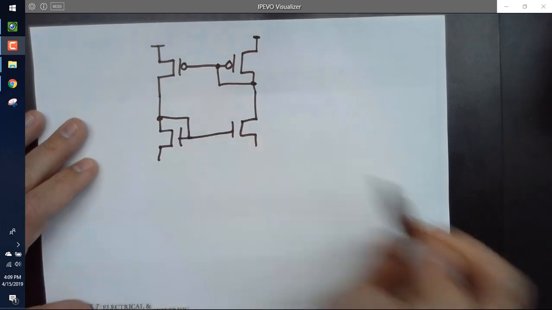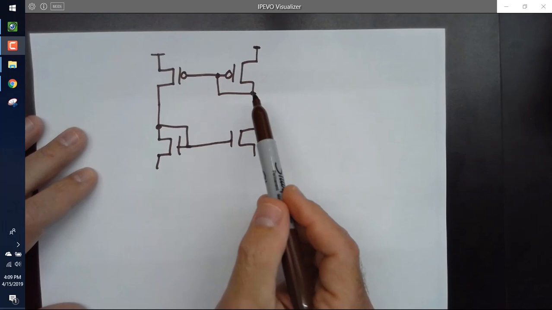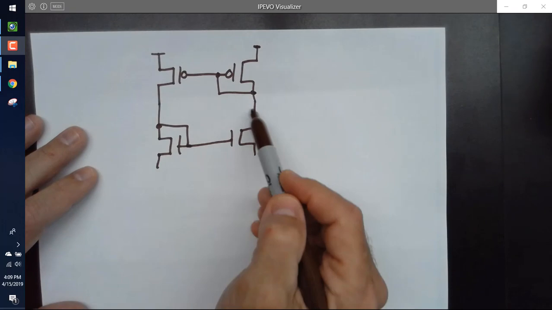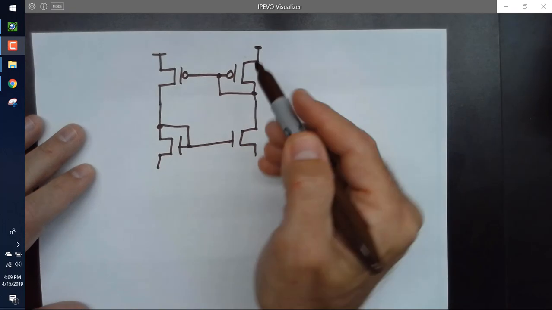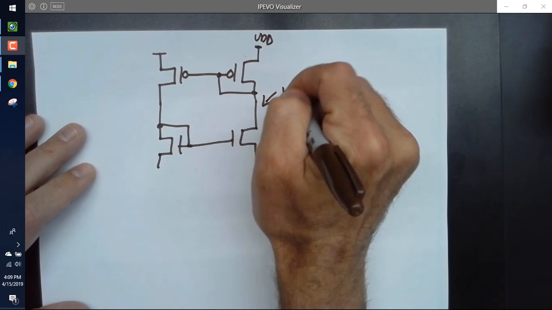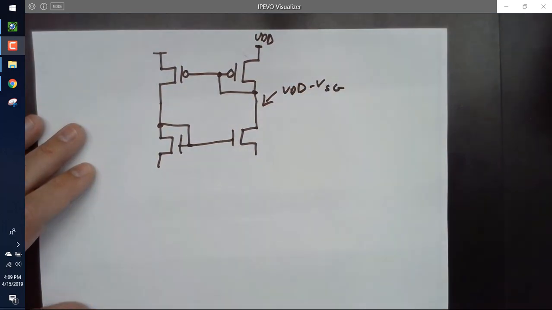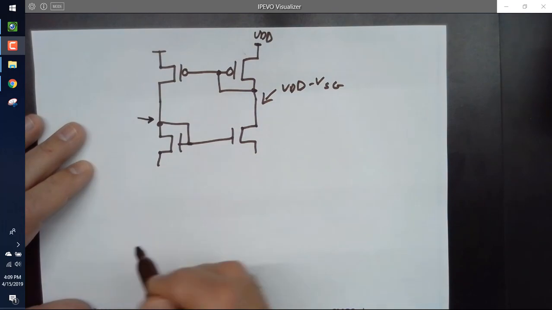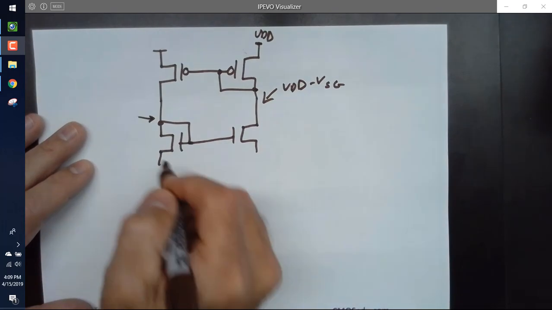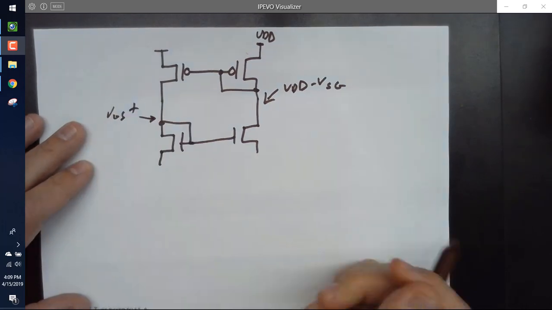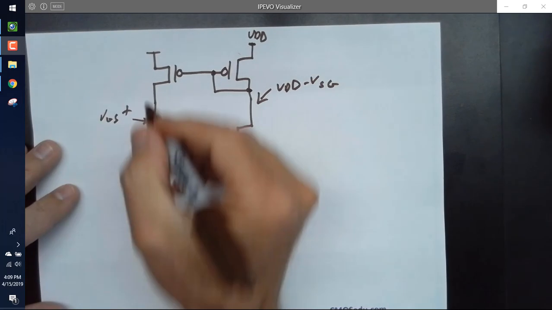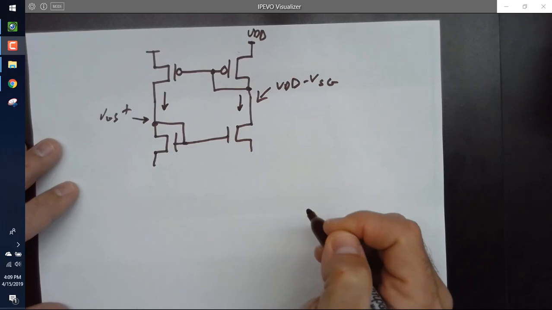So before I go any further and connect anything up, what's the point of diode connecting these devices? It allows this node to go to VDD minus VSG. So as VDD goes up or VDD goes down, this node can go with it, right? This node can then be at whatever VGS is. If this was grounded, it can be VGS plus whatever's connected there. It allows these two nodes to go to different voltages while keeping the current the same in each side.